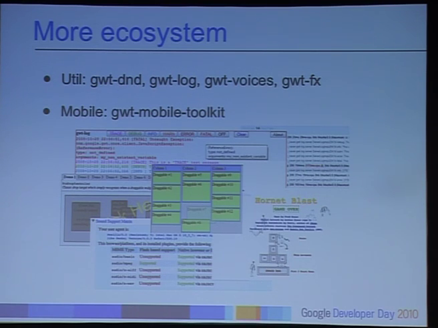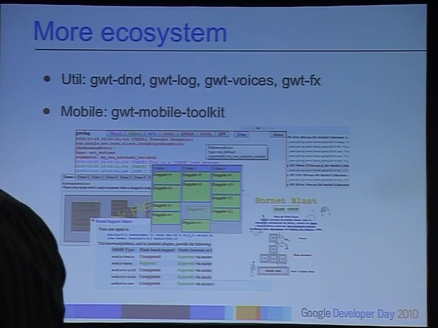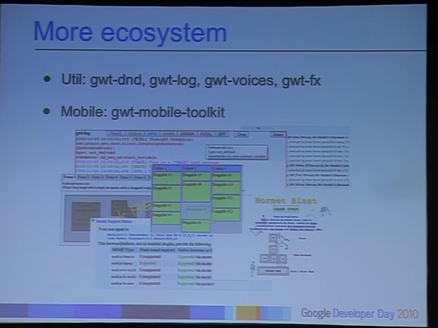GWT Mobile Toolkit is a project that right now offers GWT widgets that implement browser HTML5 capability. Like the geolocation tags are now available as a GWT widget. There's a lot more mobile support coming in later versions of GWT that will be built in as well.